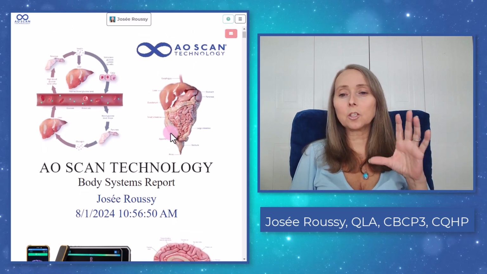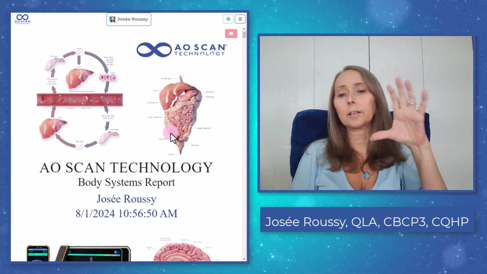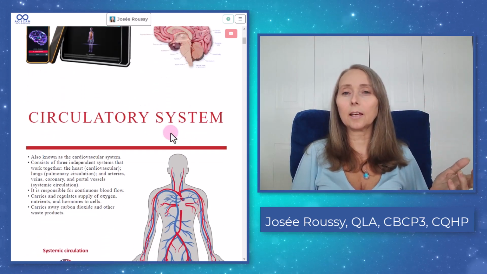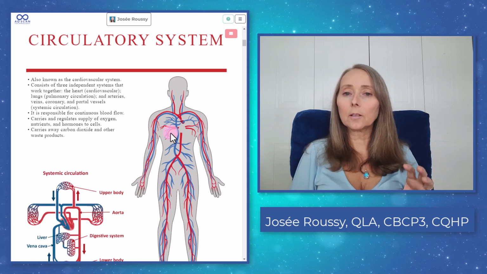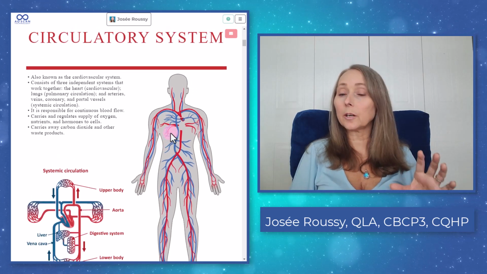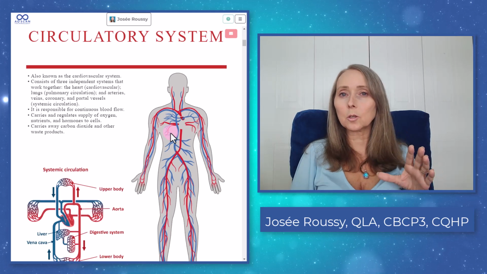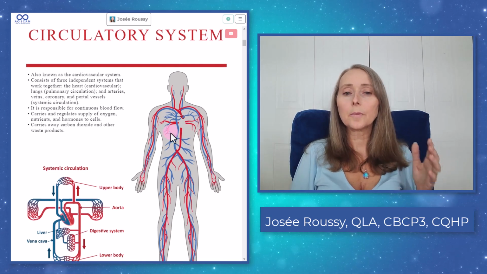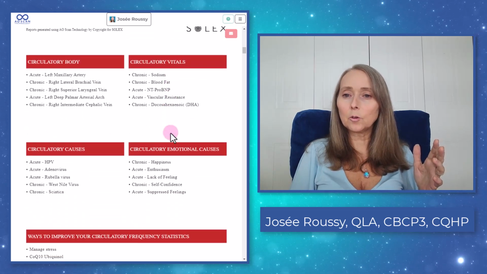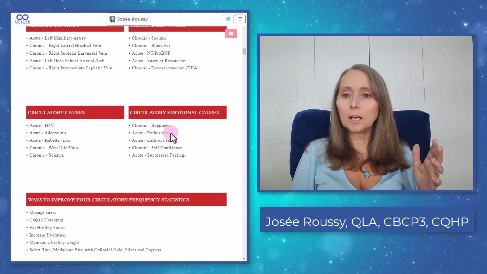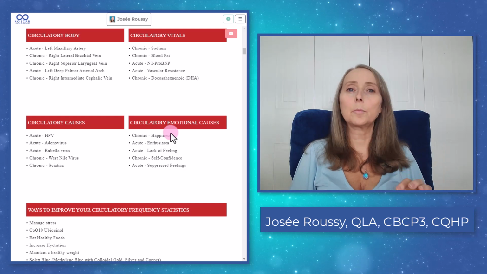So the first page of the report is just the information about the scan, when it was done and all that. For every system after that, you're going to get one page that is generic information about that system. So if you want to learn more about the system, you could read that. In the beginning, you may want to do this. And then the other part of the page is the actual report that only has the information that is based on your scan.